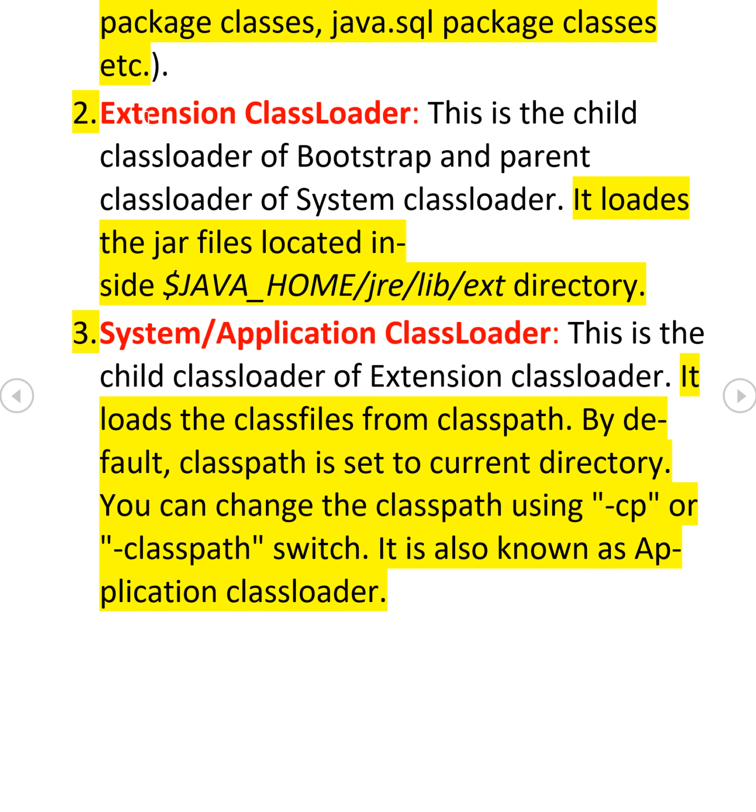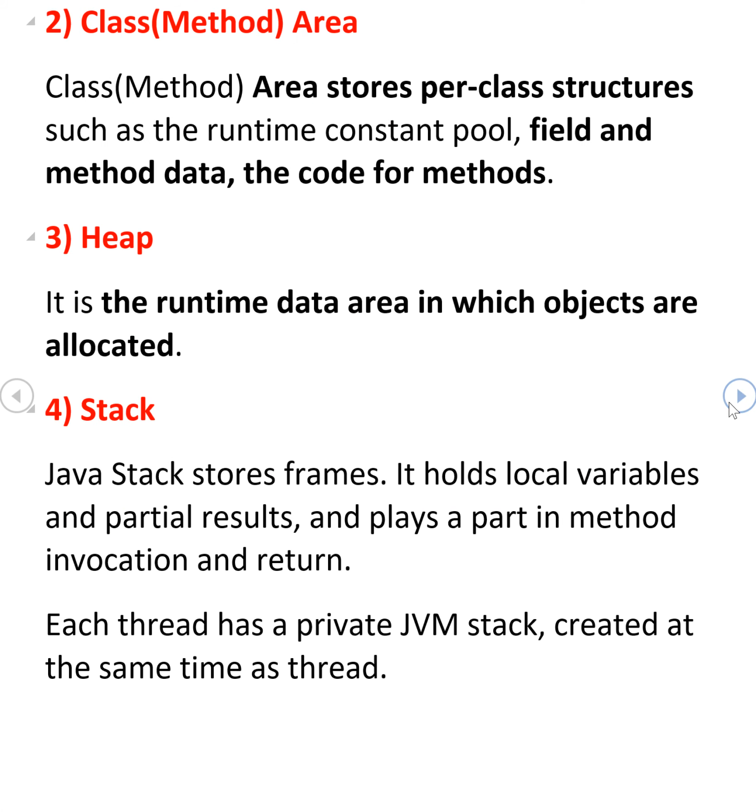Okay, next it will check the extension class loader. It will check the extension from the Java home JRE lib ext folder. Next it will check the application system. It will load the current files into the current system in the JVM, so that it is known as the application class loader, and it will execute finally from the application.